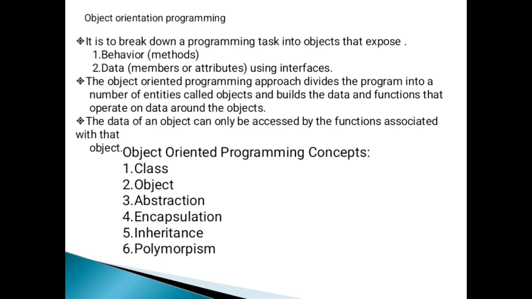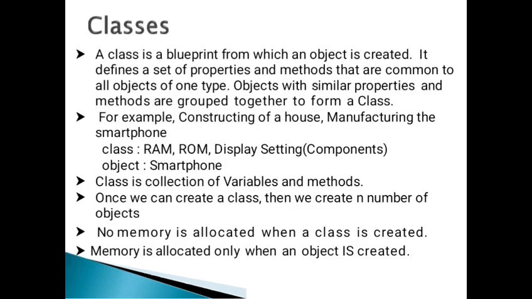Object-oriented programming concepts. The basic concepts are class, object, abstraction, encapsulation, inheritance, and polymorphism. Let's discuss them one by one. Classes. A class is a blueprint of the object. That is, a class is a blueprint from which an object is created.